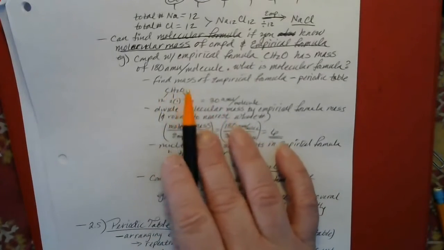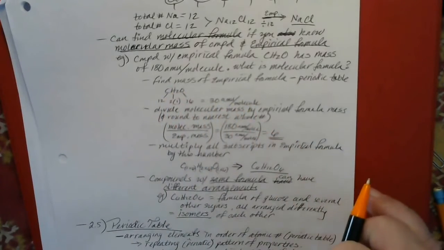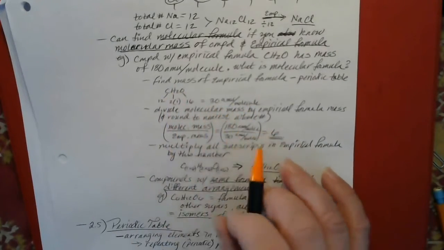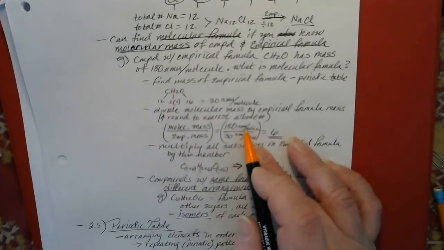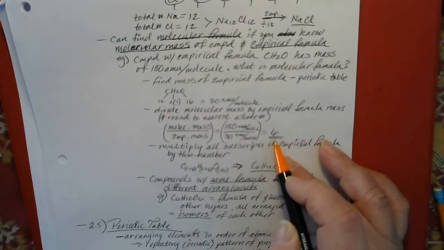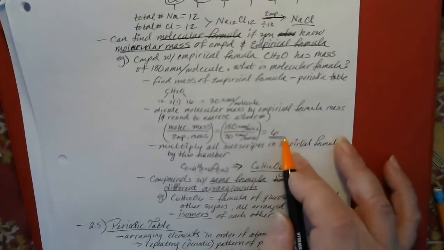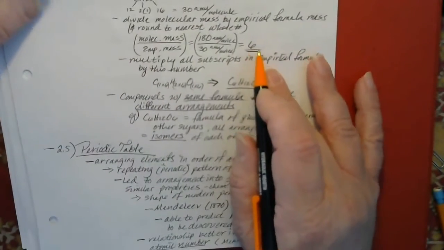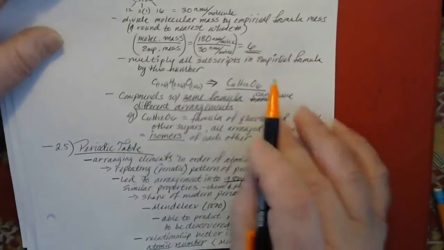So each unit of the empirical formula has a mass of 30 atomic mass units per molecule. Then to find out how many multiples of the empirical formula you have to have for the molecule, you just take the mass of the molecule over the mass of the empirical formula, and you get a result. In this case, 180 divided by 30 is 6. If the result is not a whole number, then you can round it off to the nearest whole number. If you're using actual experimental data, you might get something like 5.97 instead of 6. So round it off to 6.